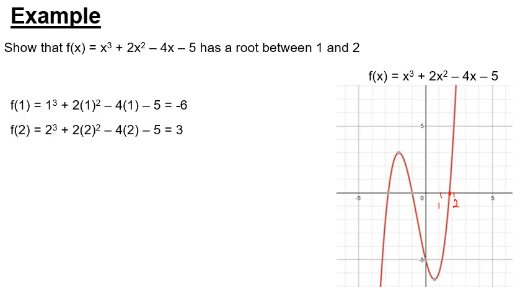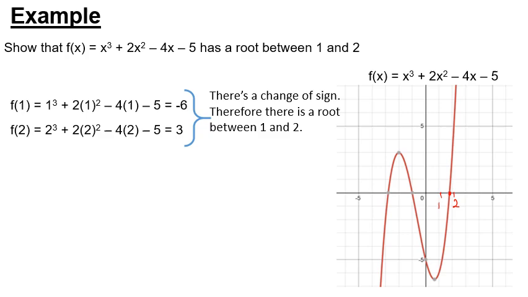So one of our y-coordinates was negative, our other y-coordinate was positive. For the y-coordinate to change from a negative number to a positive number, the graph must have travelled through the x-axis. We say that there's a change of sign. One positive and one negative means there's a change of sign. Therefore, there must have been a root between 1 and 2. In other words, the graph went through the x-axis between 1 and 2.